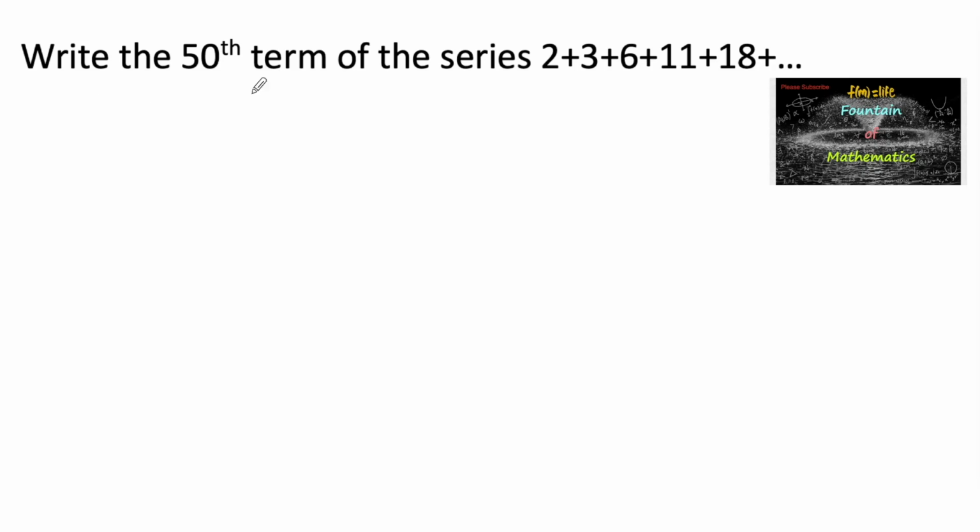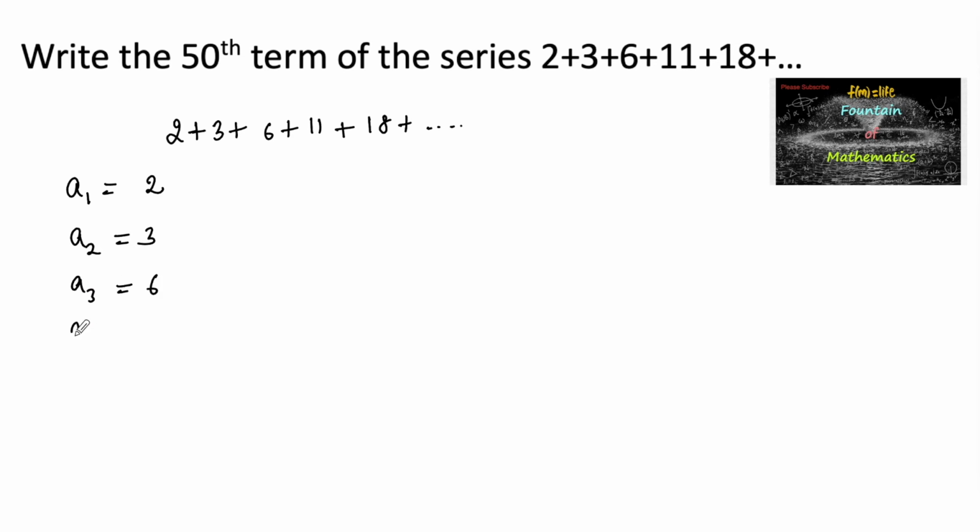Write the 50th term of the series 2 plus 3 plus 6 plus 11 plus 18 and so on. So in the given series, the first term a1 is equal to 2, the second term is 3, the third term is 6, the fourth term is 11, and the fifth term is 18.